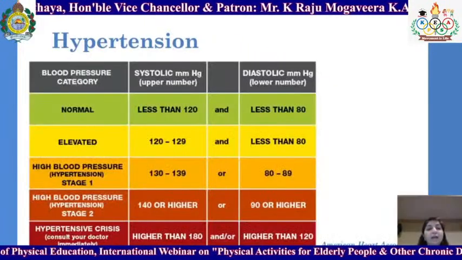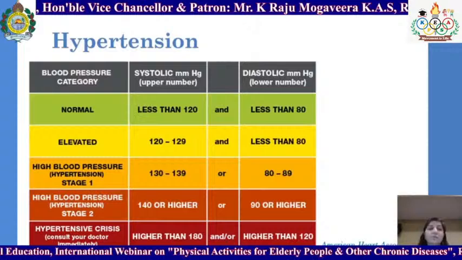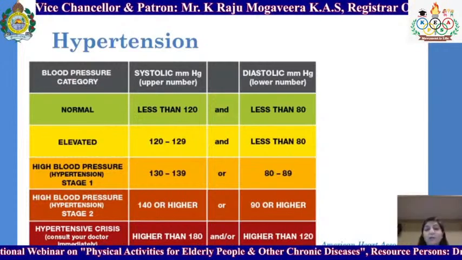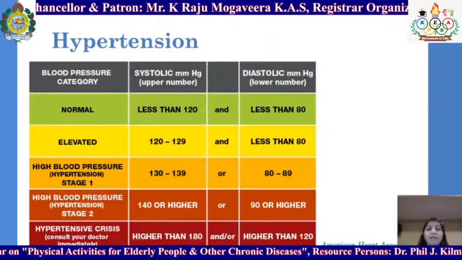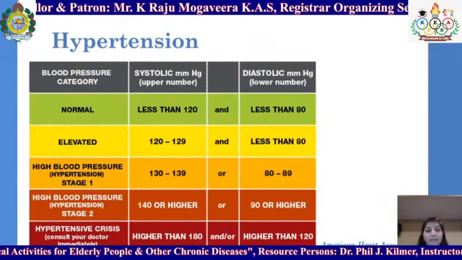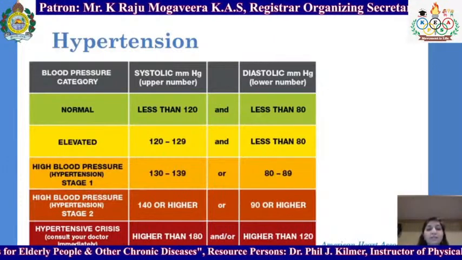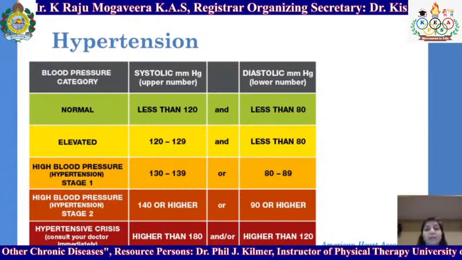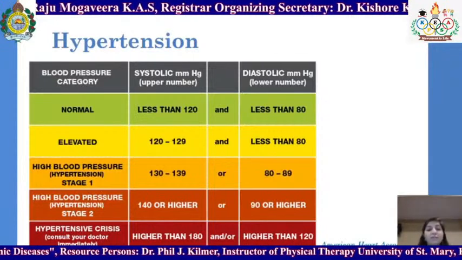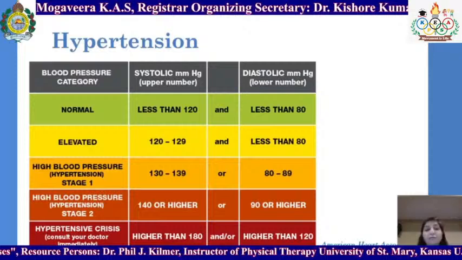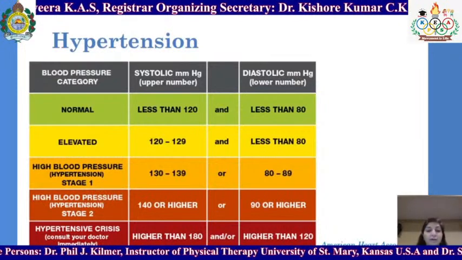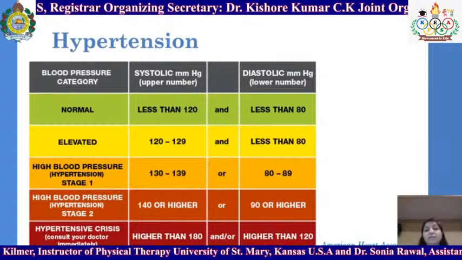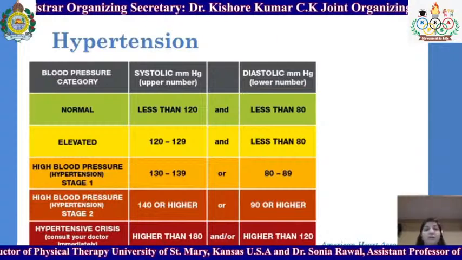Here are the blood pressure categories defined according to the American Heart Association. American Heart Association says that blood pressure is normal when systolic is less than 120 and diastolic is less than 80. It is defined as elevated when systolic blood pressure is between 120 to 129. Stage 1 hypertension is defined as systolic blood pressure between 130 to 139 and diastolic between 80 to 89. Stage 2 hypertension is defined as systolic blood pressure 140 or higher and diastolic blood pressure 90 or higher. Hypertensive crisis is defined as systolic pressure higher than 180 and diastolic pressure higher than 120.